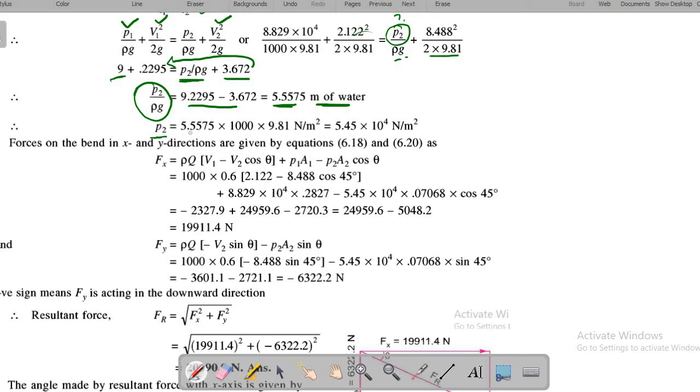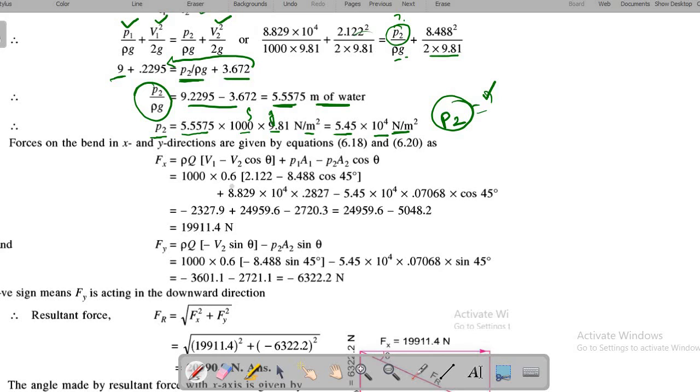If I have to calculate P2, then P2 is equal to 5.5575 rho g. Rho is 1000, g is 9.81, and we get 5.45 into 10 to the power 4 Newton per meter square. This is how we got P2. Using Bernoulli's equation, the unknown was found. Now we are entering into the actual problem of the bend.